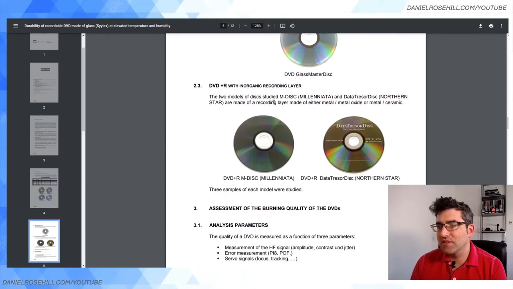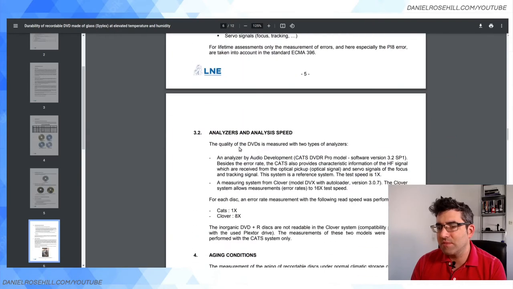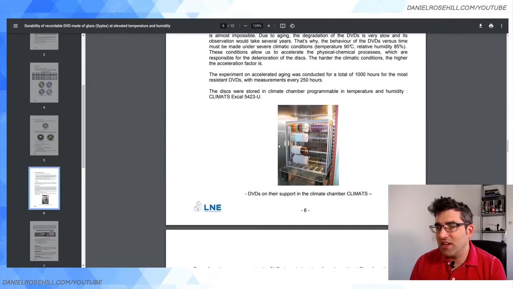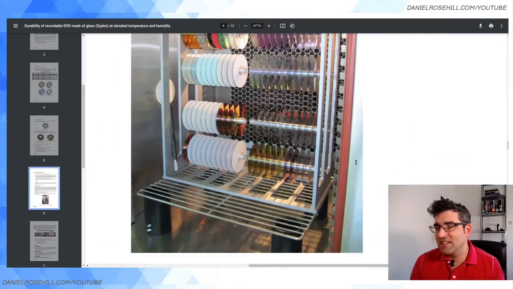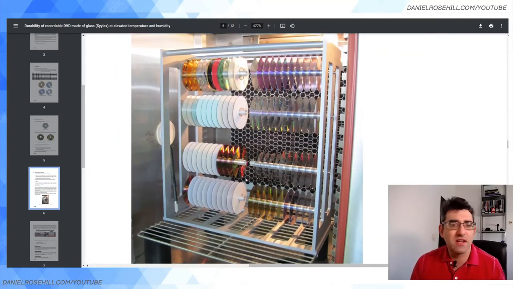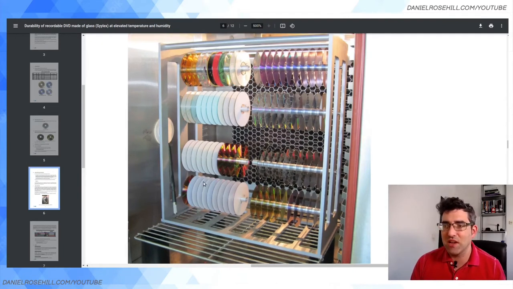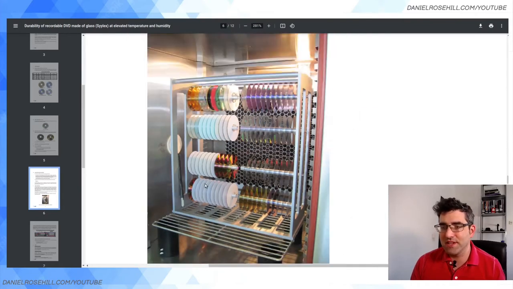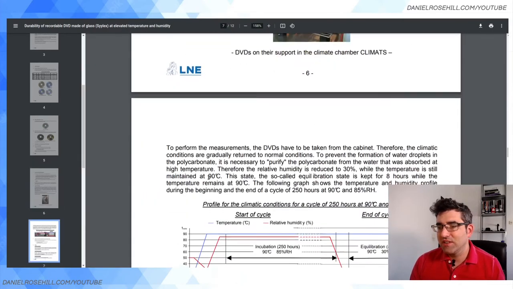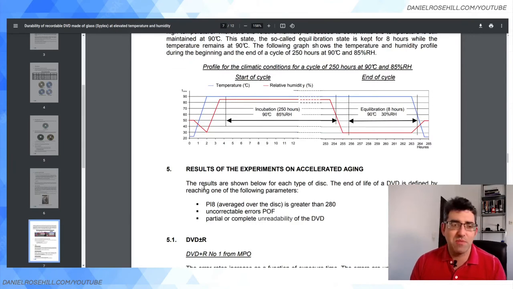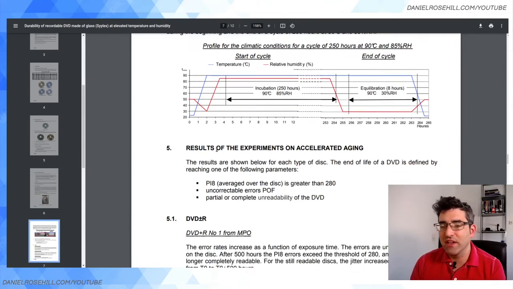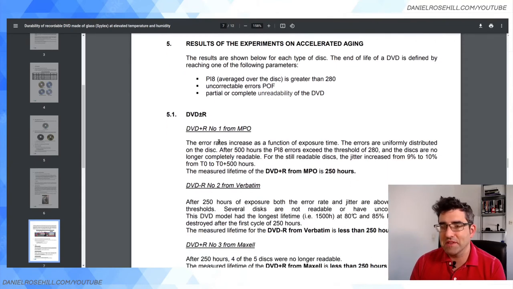The two models of disc studied, M-Disc and Data Treasure Disc, are made of recording layer made of either metal, metal oxide, and metal ceramic. Here is the M-Disc. Look at this. This is nuts. This is the stuff they were literally doing. They were loading up these different types of discs in this accelerated aging chamber and probing them. This is like a real scientific study here. I presume government agencies who are looking at this stuff so carefully are doing so because they're thinking about archiving some really important data on this.